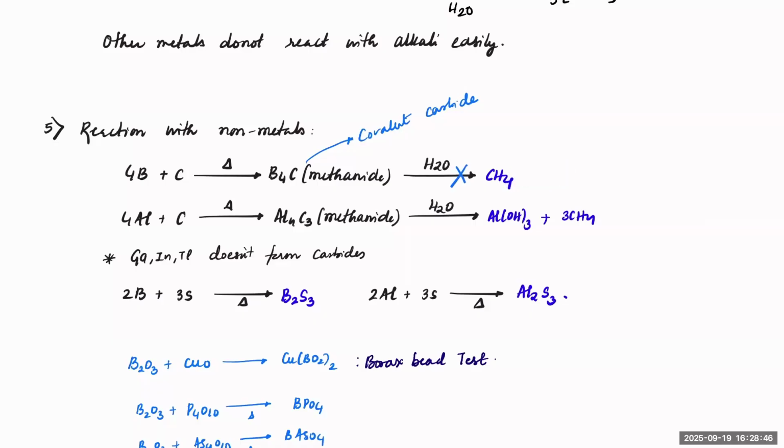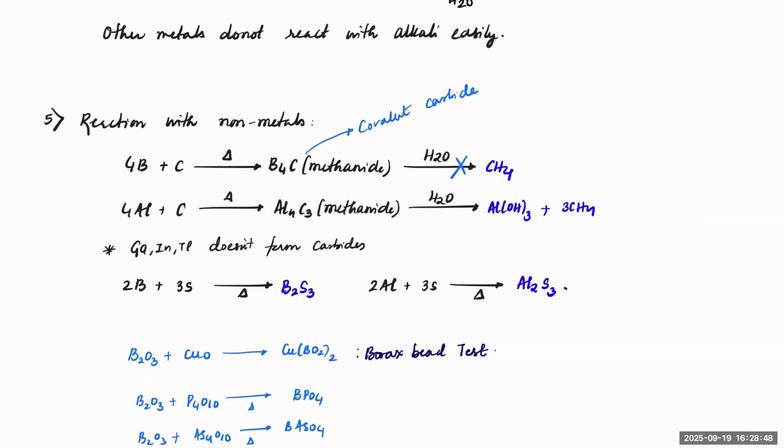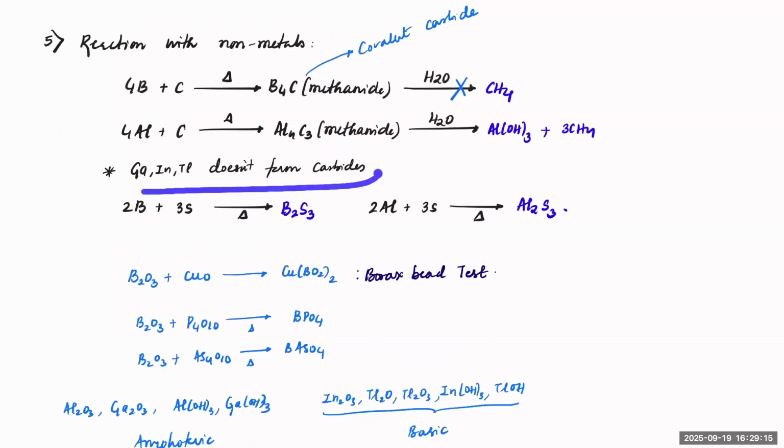How do I tell the bond is covalent? That is based on its polarizing power. Boron, if you have plus 3, it will have extremely strong polarizing power to pull the electrons towards itself and convert into a covalent bond. While on the other hand, aluminium forms methanide, but that on hydrolysis will give you hydroxide and CH4, which suggests that this has more ionic character. While these three elements do not form any carbides.